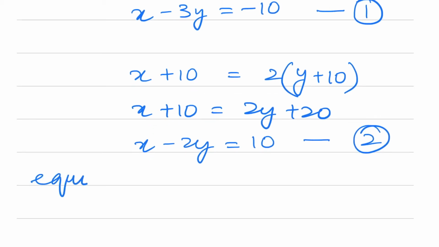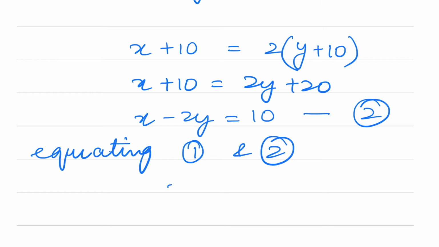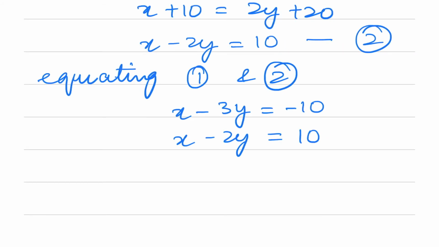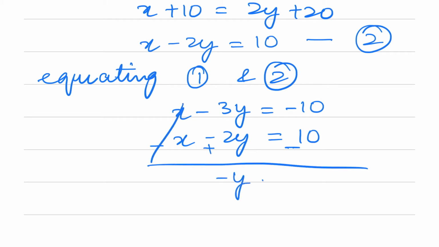Now equating both the equations, equating 1 and 2. So we have x minus 3y is equal to minus 10 and x minus 2y is equal to 10. Subtracting these equations and all these signs will change. So these are cancelled. So minus y is equal to minus 20. So y is equal to 20.